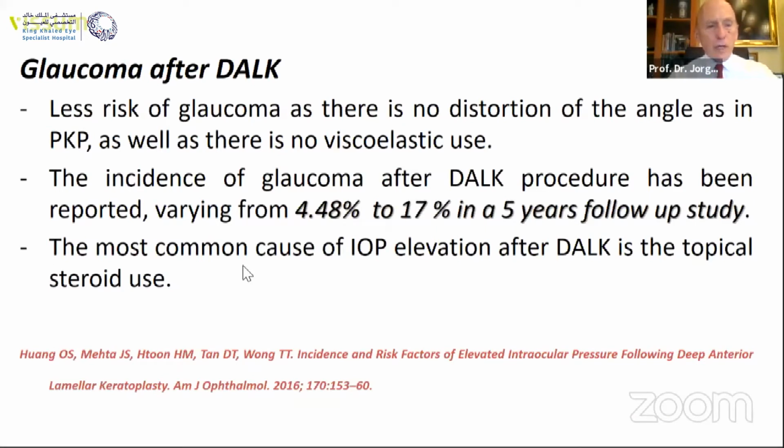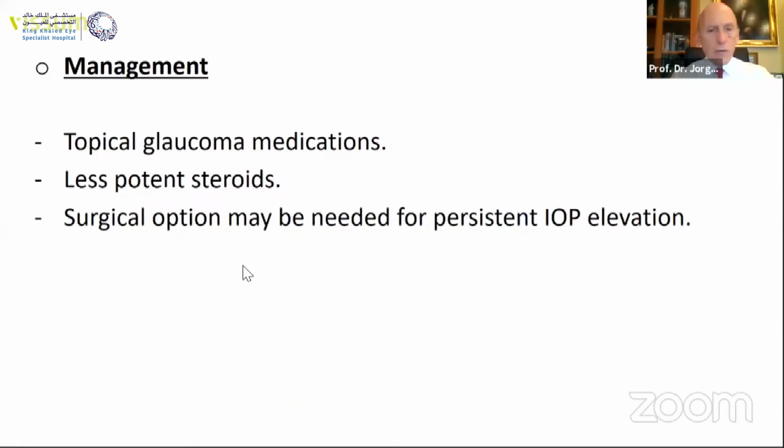After anterior keratoplasty, we have one advantage: there is no distortion of the angle at all. You are not penetrating the anterior chamber, so glaucoma is not expected to be related to anatomical problems. This glaucoma, anyhow, exists because of steroid use and has been reported at similar levels to DMEK and DSAEK, from 4.48 to 17% at 5 years, according to the references that I'm quoting here, and the topical steroid use is the reason for that.